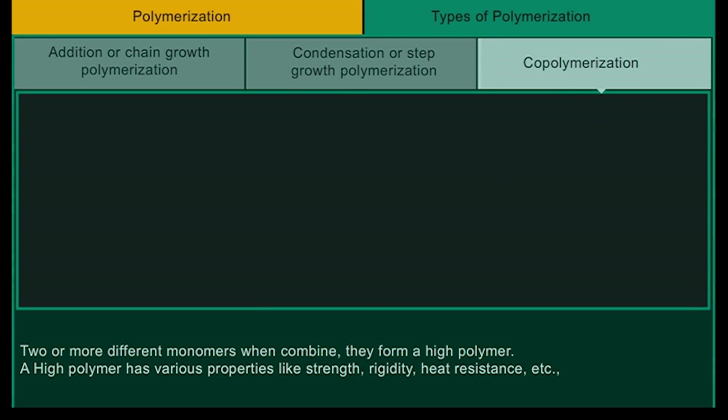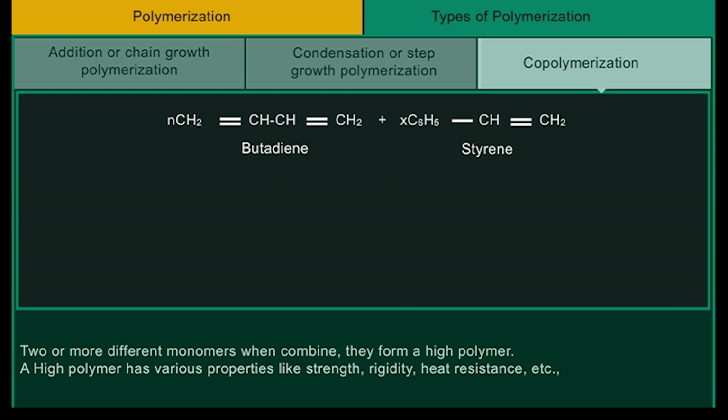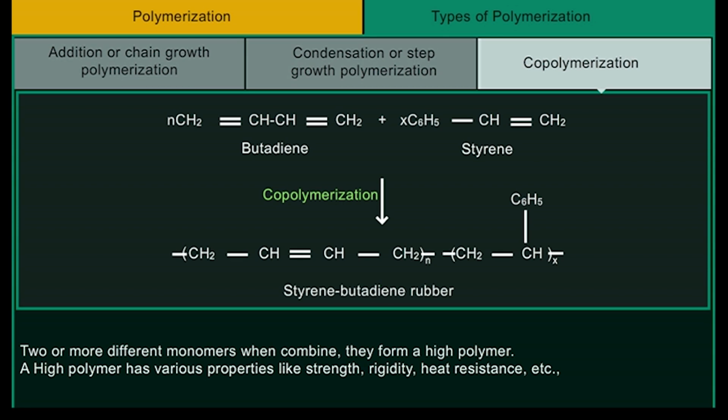Copolymerization. In this process, two or more different monomers combine to form a high polymer. A high polymer has various properties like strength, rigidity, heat resistance, etc. Example: Buna-S rubber or styrene butadiene rubber is a copolymer formed from styrene and butadiene.